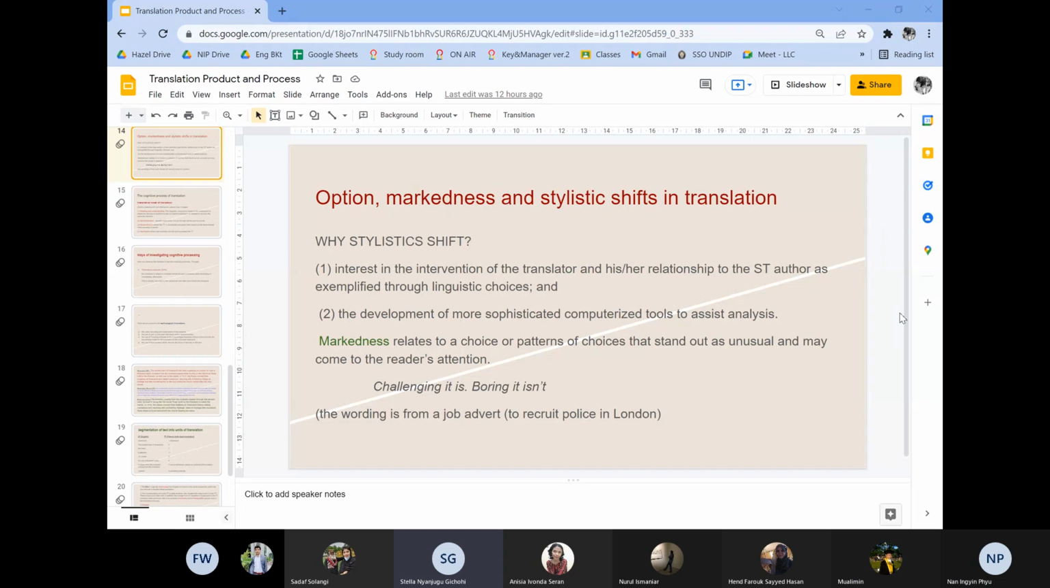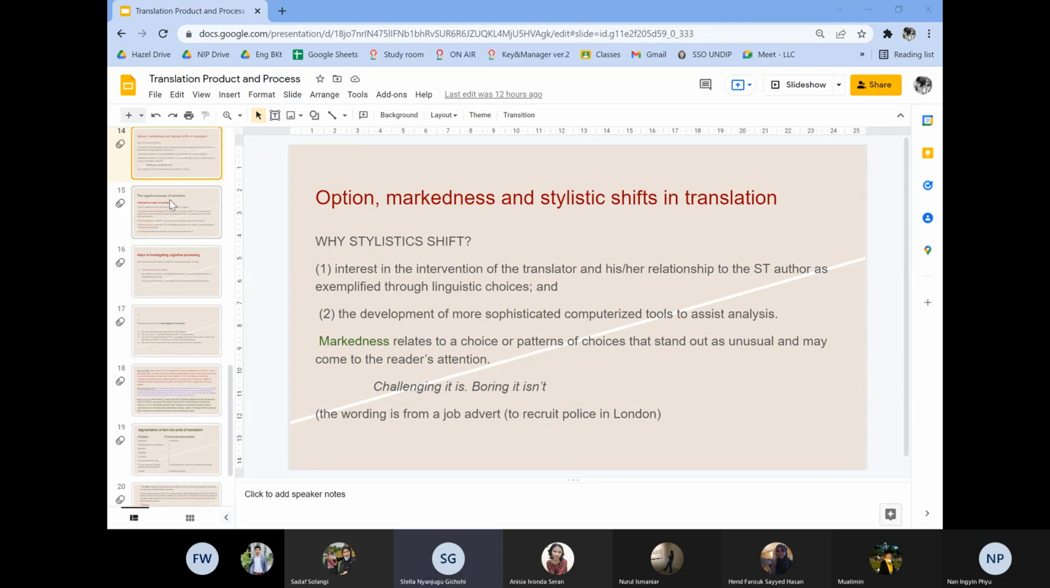Yes, we've been talking about the shifts, and I'll talk about option, markedness, and stylistic shifts in translation. So, what is a stylistic shift? We see that this is an interest in the intervention of the translator and the relationship he has with the source text as the author. Anytime you're doing a translation from the source text to the target text, there has to be some shift. So one of them is the stylistic one. In that case, it leads us to something called markedness. This is a choice or pattern of choices that stands out as unusual and may come to the reader's attention. Look at that example there.